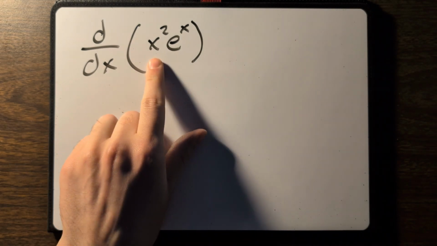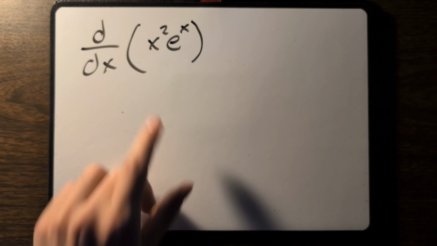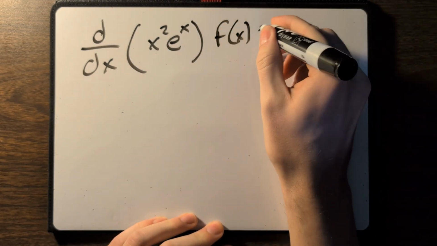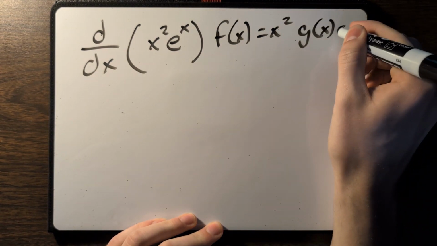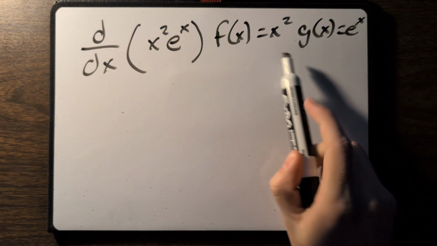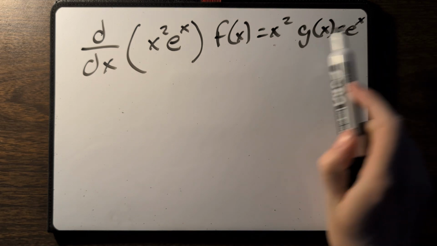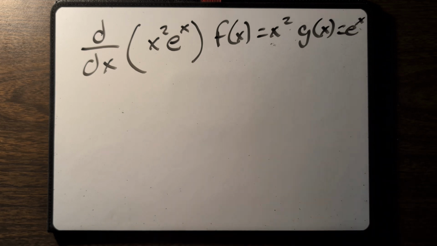Let's start with this one, x squared times e to the x. So in this case, our f of x is going to be x squared, and our g of x is going to be e to the x. So notice we have two separate functions of x squared and e to the x.